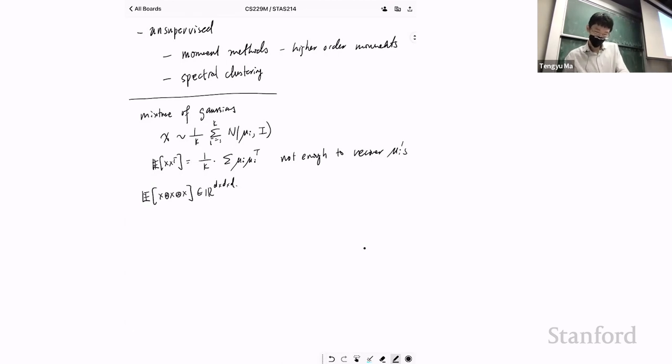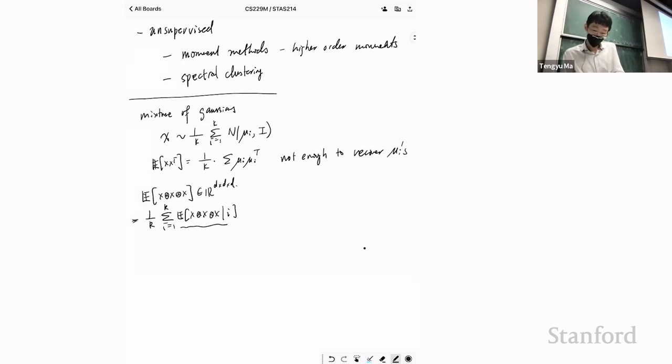We compute the third moment, and the initial step is always the same, because you have a mixture of k clusters. So you have 1 over k times the sum of the moment conditioned on each cluster i, where i is the cluster ID. Now the question becomes: if you have an x drawn from a Gaussian, then what's the expectation of the third moment, the expectation of x tensor x tensor x conditioned on i?